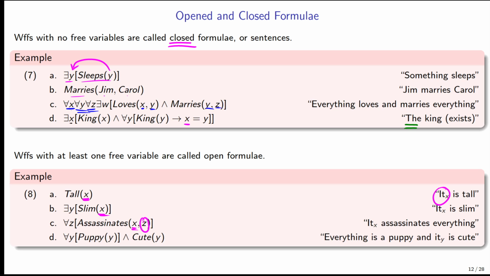Finally, for all y, puppy y, and cute y. So this y is bound by the universal. Everything is a puppy. But this y over here, cute y, is outside of the scope. As you can see, the brackets only scope over everything in puppy y. So this y is free. So this is an open formula. So we really have two sentences here. We have everything is a puppy, for all y is a puppy, and y is cute. But y here isn't bound, so this is a pronoun. Everything is a puppy, and it is cute.